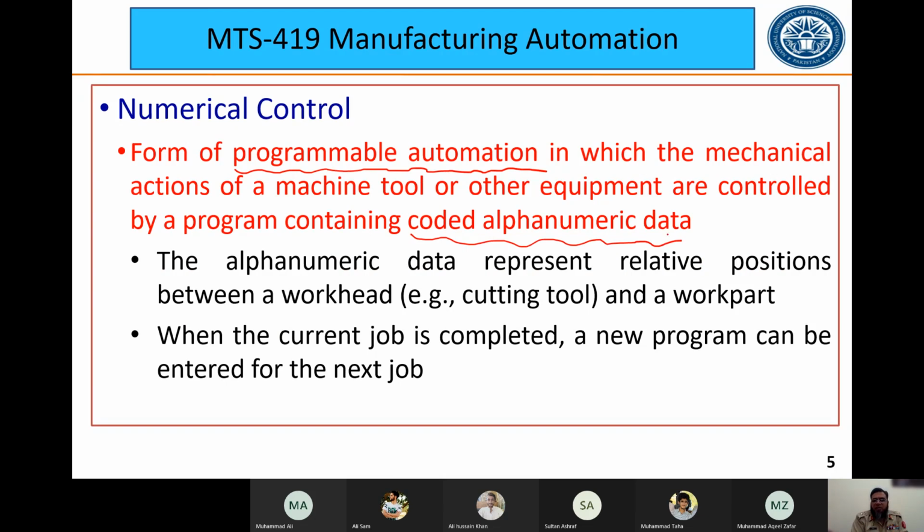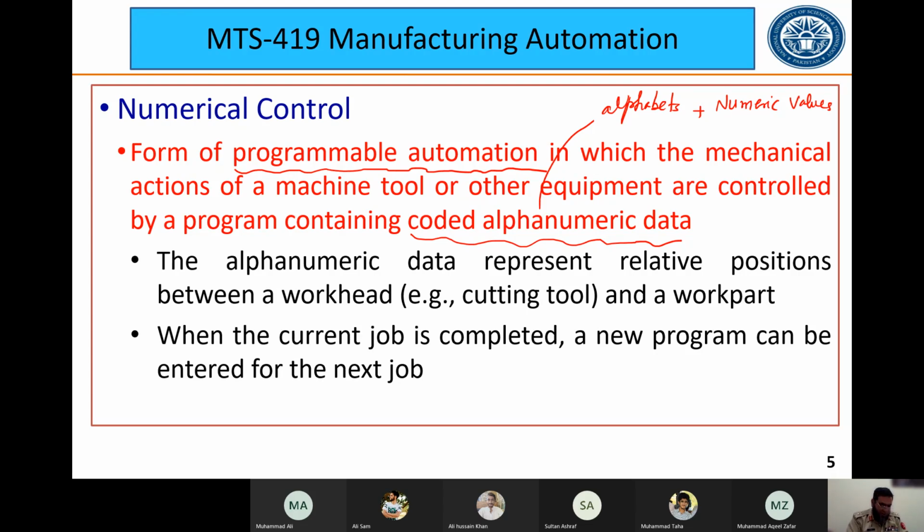Alphanumeric data means that it is going to have some alphabets plus some numeric values. So we would be looking at this alphanumeric data, which is a code which can run a program on our CNC machine, and it can carry out some manufacturing process or a machining process for us. And we know that this is a form of programmable automation.